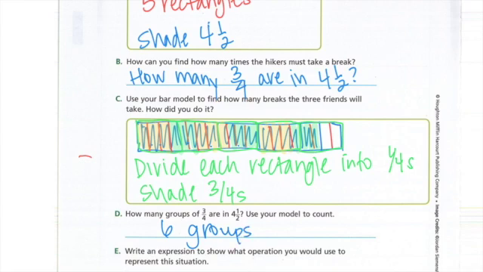Write an expression to show the operation you would use to represent the situation. So what's the math problem that we just did? We took 4 1/2 and we divided it by 3/4, but we used a picture.